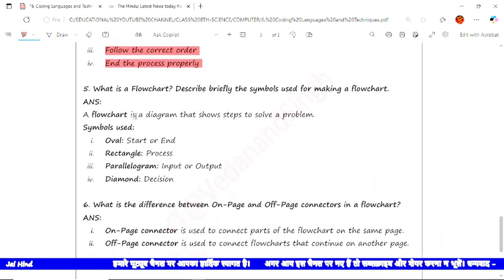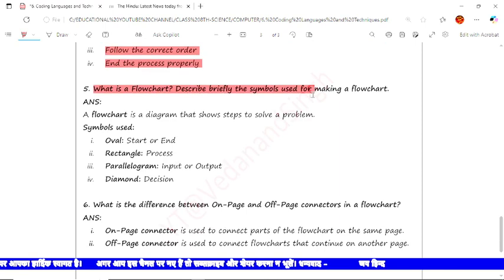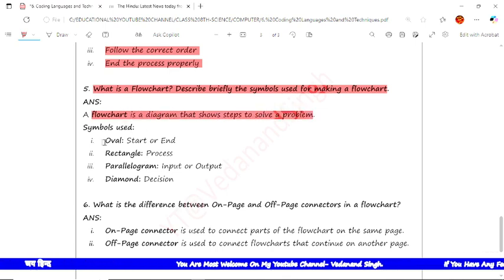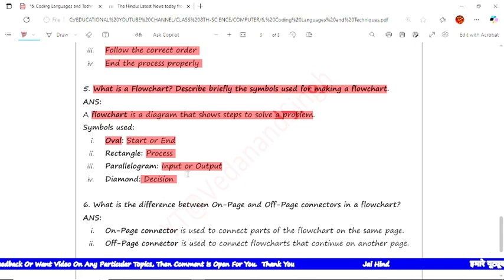The next question is what is flowchart? Describe briefly the symbols used for making a flowchart. Now the answer is the flowchart is a diagram that shows steps to solve a problem. The symbols that are used: oval shape, it is used for start or end. Now the next is rectangle, it is for process. Now the parallelogram, it is used for either input or output, and the diamond, this is used for decision. So next you have to make the proper symbol for all of these.